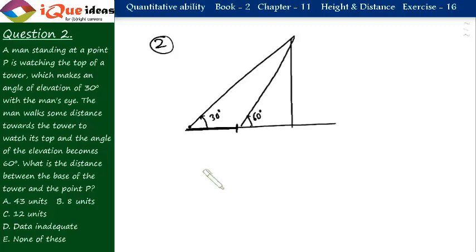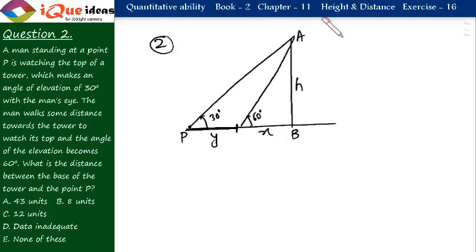Now what is the distance between the base of the tower and the point P? So this is P and this is the base. Let's call the base B and the top A. Because no value is given, all of them are variables. Let's say the height is H, this distance is X, and this is Y.